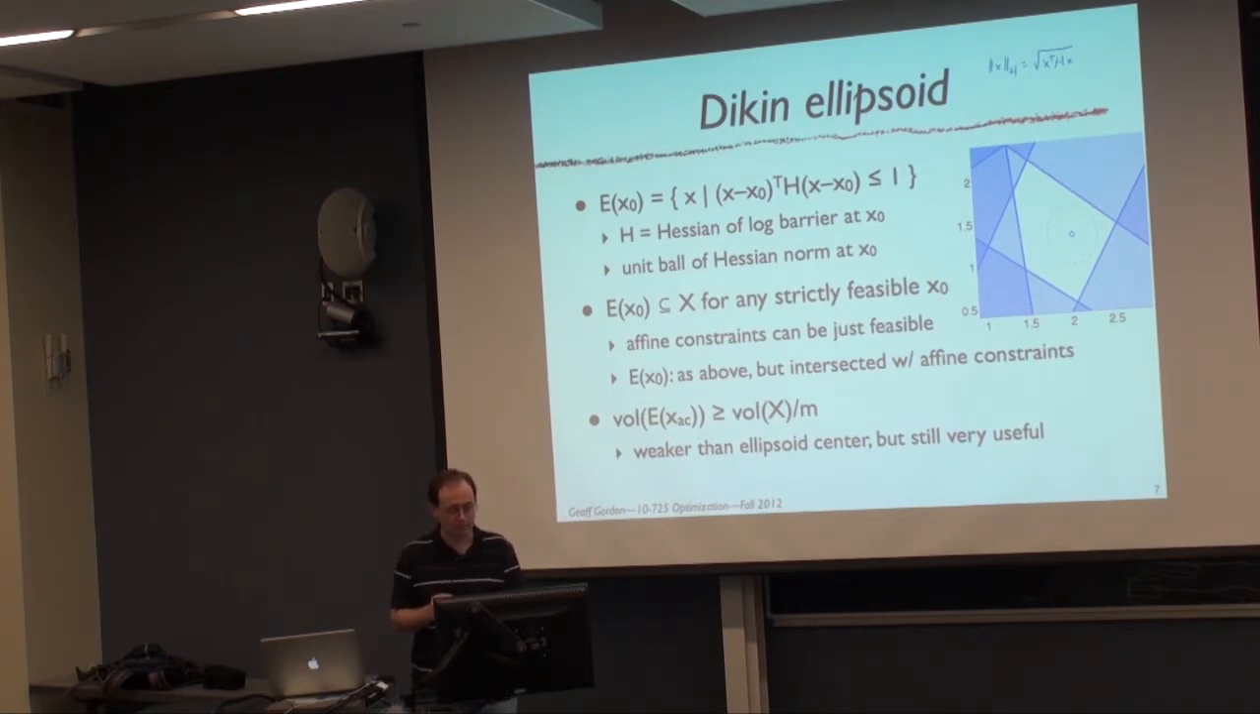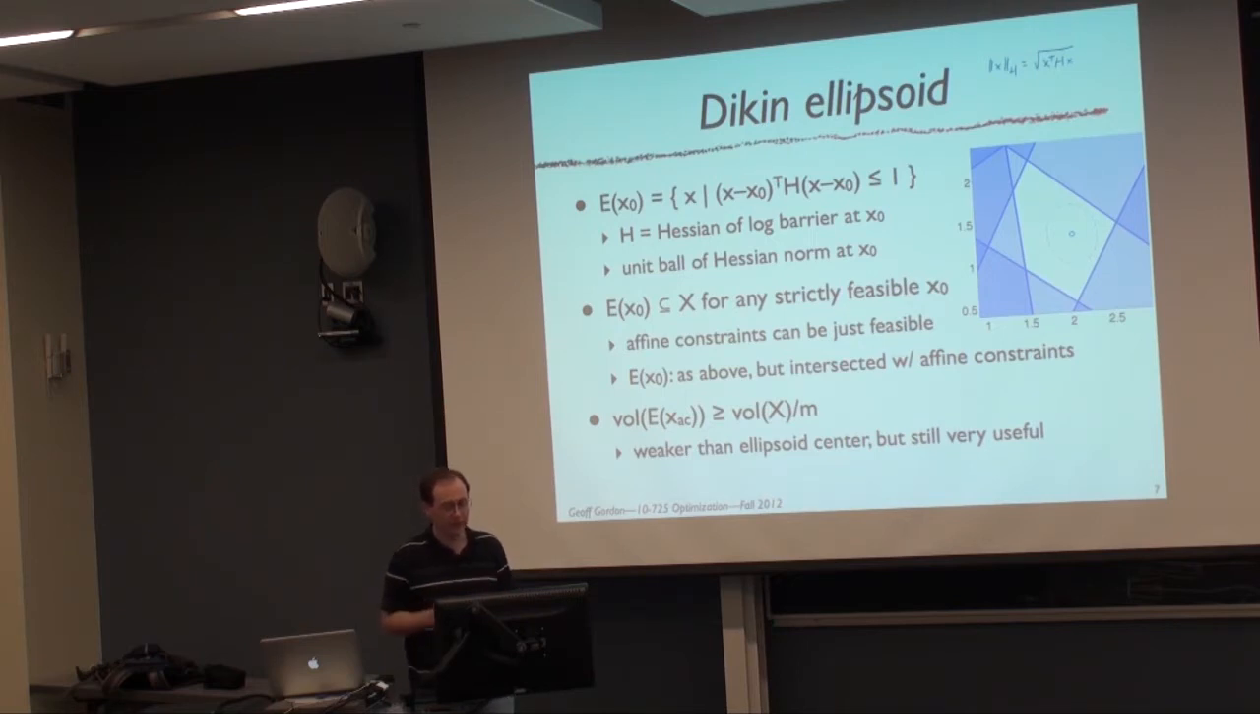You can define a Dikin ellipsoid. Here I just did it for inequality constraints. The analog for equality constraints is exactly the same thing. You take the Hessian of the log barrier of the inequality constraints, but then you just intersect it with the affine constraints. So you take a slice through the middle of the ellipsoid, which is still an ellipsoid in smaller dimensions, and that's the analog of the Dikin ellipsoid if you have equality constraints.